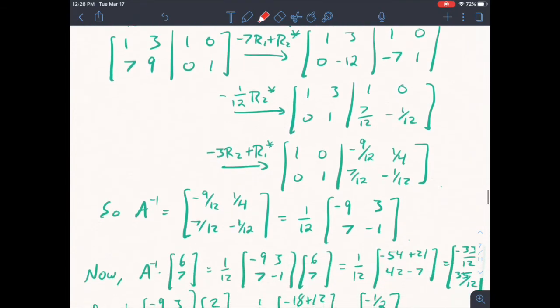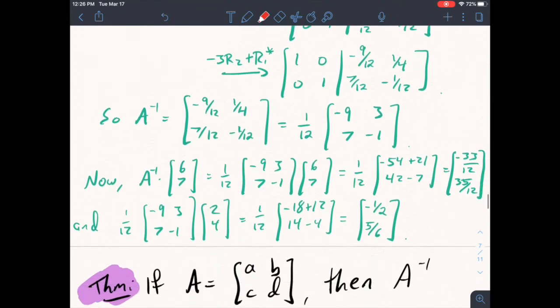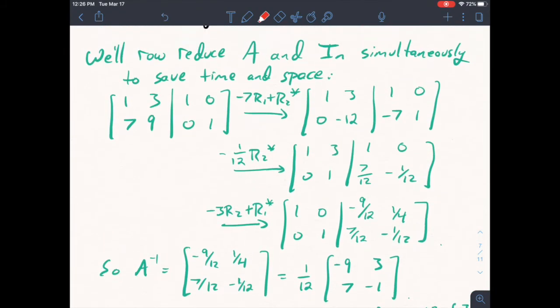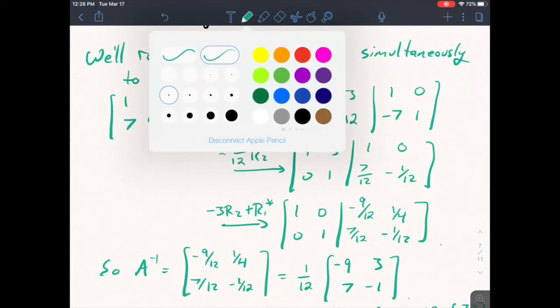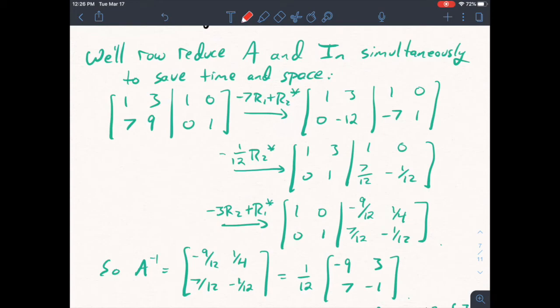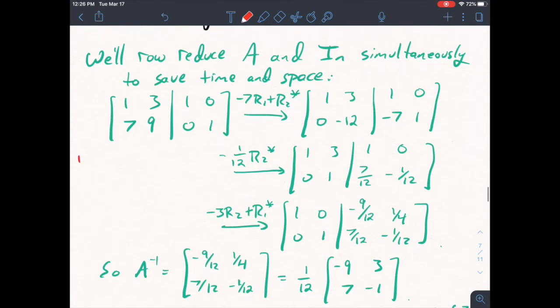And to check that I did it right, what I could do is just multiply our matrix A times our inverse matrix right here, and hope to get the identity matrix out. I didn't actually do that in the notes. Maybe let's just take some space over here and do it real quick. So let's do 1 over 12, negative 9, 3, 7, negative 1, times this matrix here.